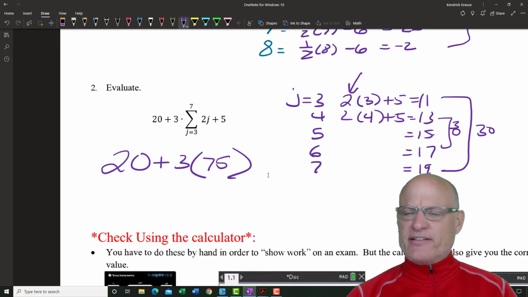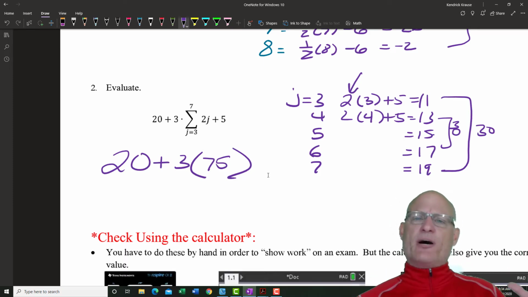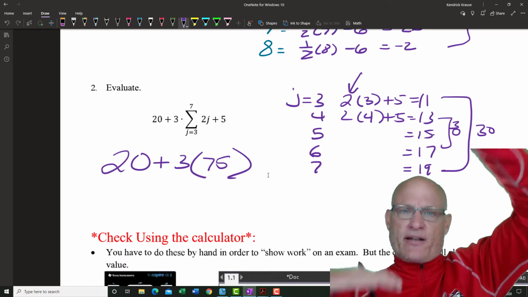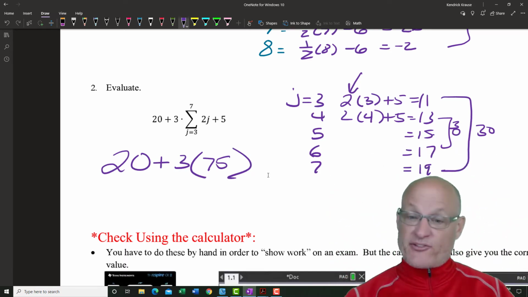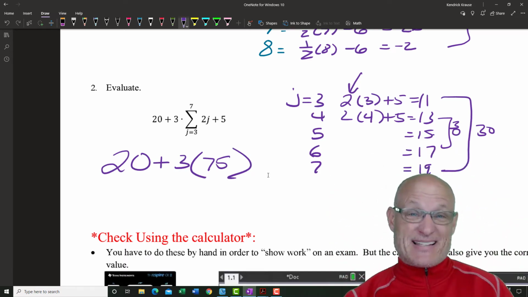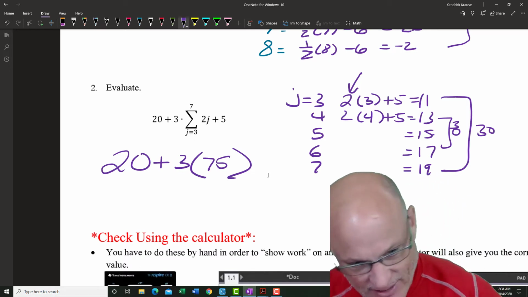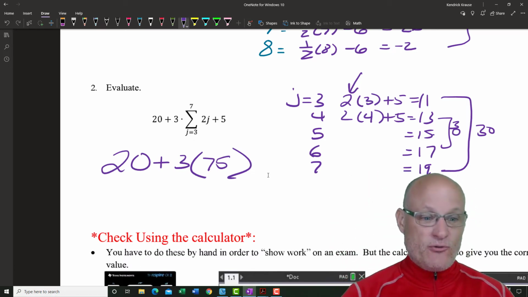That's kind of an SAT trick too, by the way. If they ever give you a list of numbers, if you add up the first and the last, and the second and the second to last, and you just keep going back, all those sums will be the same as long as they're going up by the same amount. So let's see, that's 3 times 75. What is that, 225? So this is 245.